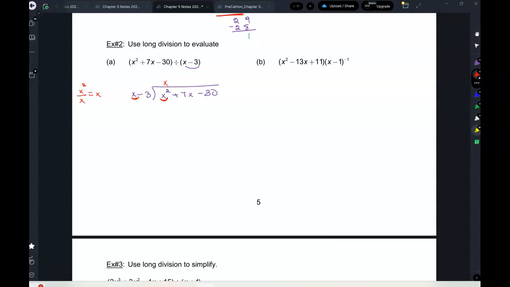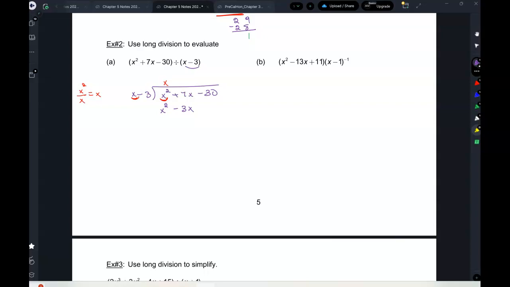Now, after I did that, after I put the number upstairs over there, what did I do? I multiplied everything to the left by that number. So x times x, x squared. X times negative 3, negative 3x. All right? So first put the number up there, then multiply. Now it's time to do the subtracting part.